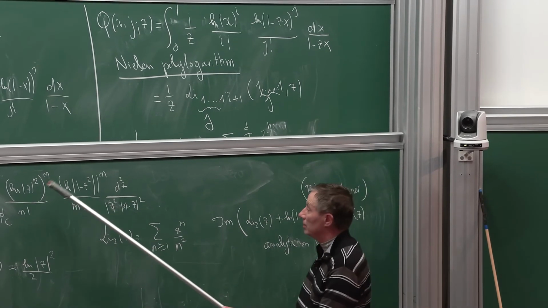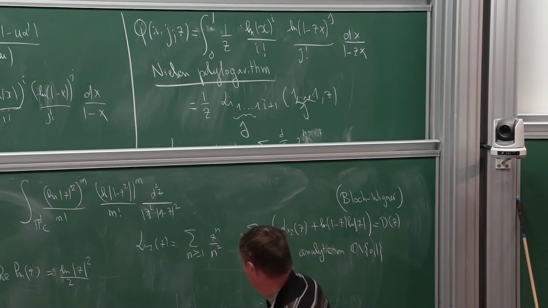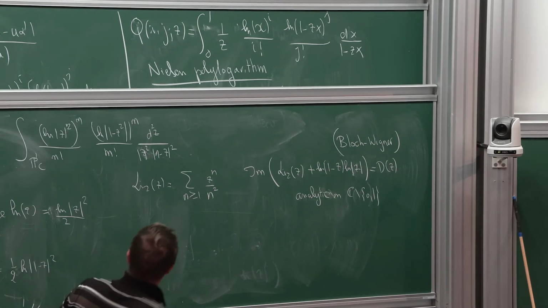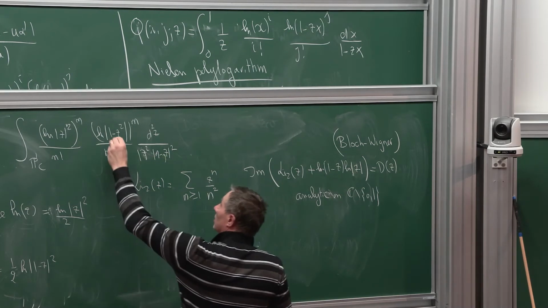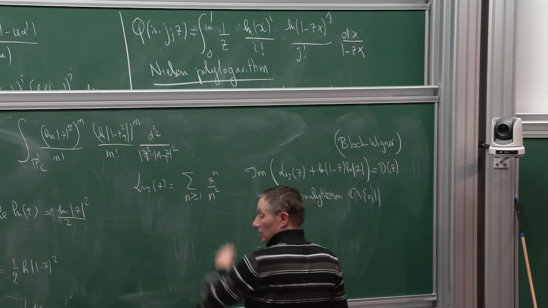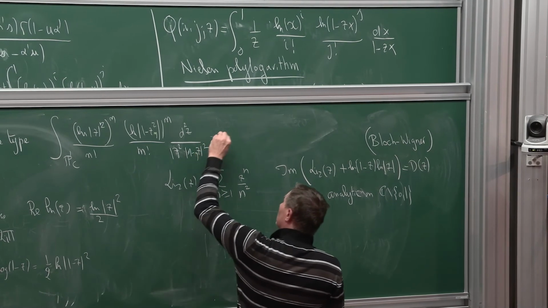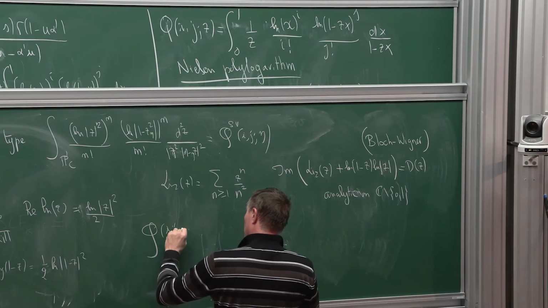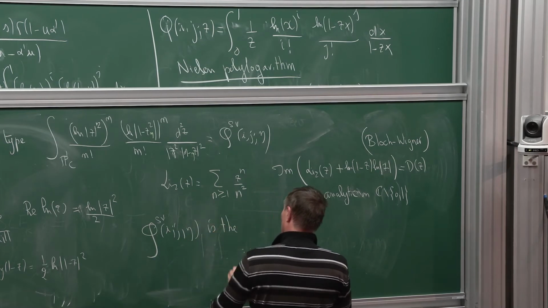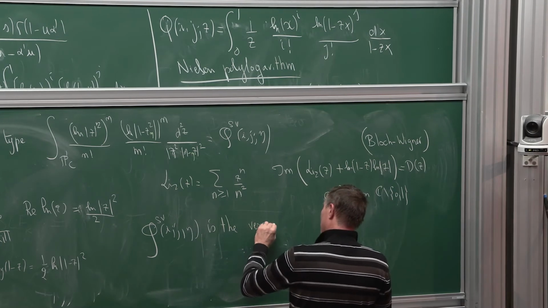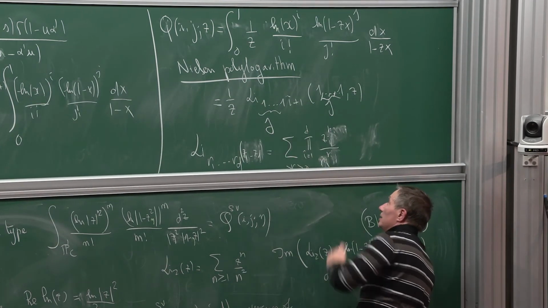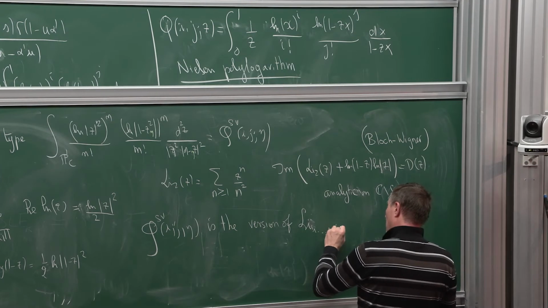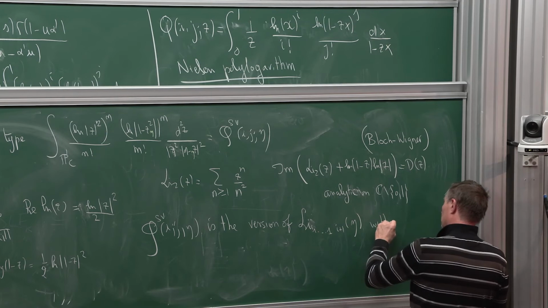So when you compute this the same way, that means you introduce an eta variable. So you make an eta here, and you make an eta here. So this integral gives you, let me call it Q^SV_ij(eta). So Q^SV_ij(eta) is the version of this Nielsen polylog, Li with indices 1, 1, 1, i plus 1, eta, without monodromies.